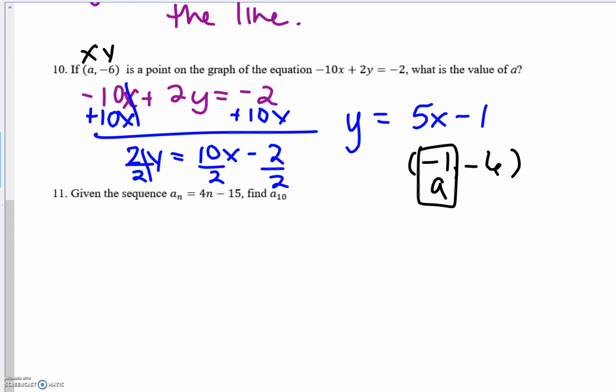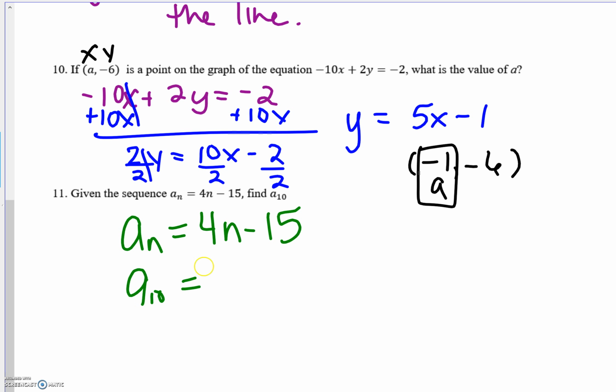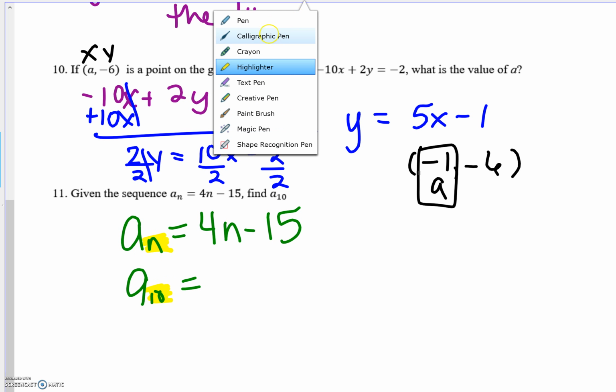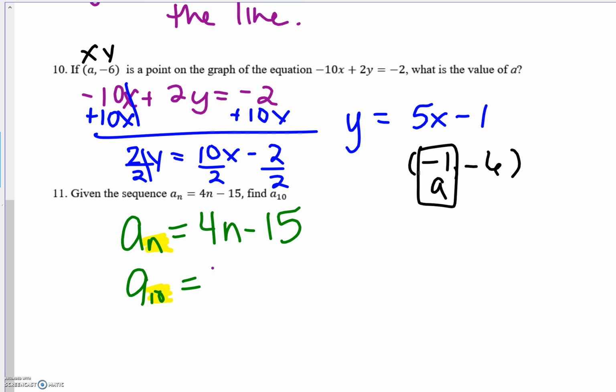And lastly, given the sequence a of n equals 4n minus 15, we want to find a of 10. A of 10 is just saying take n and replace it with a 10. So every time I see an n, replace it with a 10. So we're doing 40 minus 15, and a of 10 is 25.